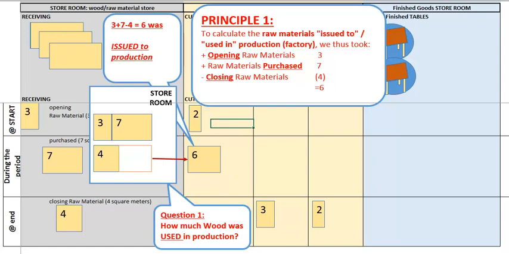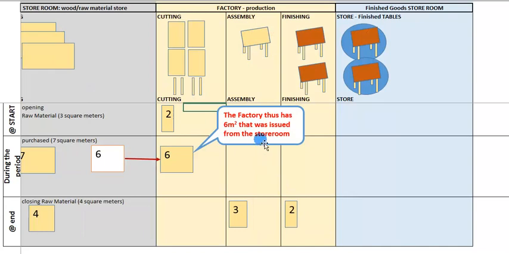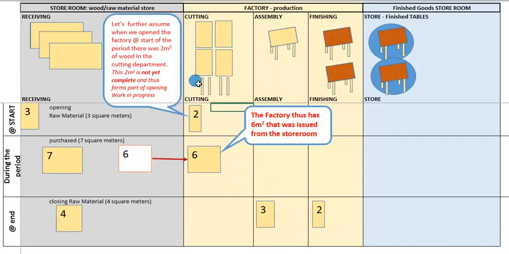Right, so that was the first question answered. Now that we know how much we have in the production stage, we've got 2 and we've got 6. There we go. The factory does say 6 square meters that was issued from the storeroom. However, we've already assumed that when we opened the factory at the start of the period, there was 2 square meters of wood in the cutting department. And this 2 square meters is not yet complete, and thus forms part of my opening work in progress. Great, so we know that.